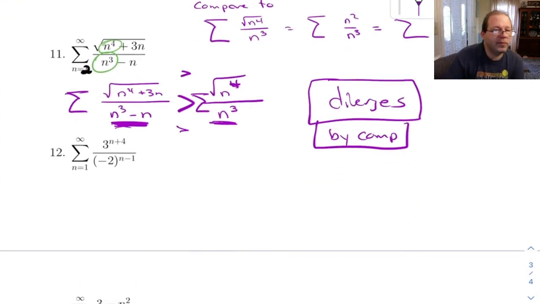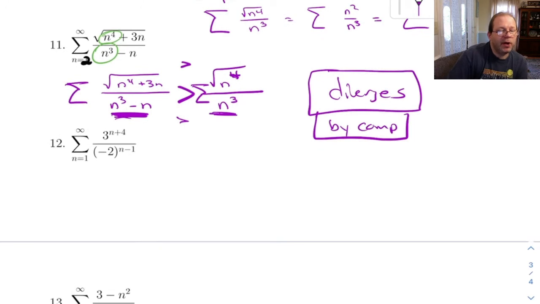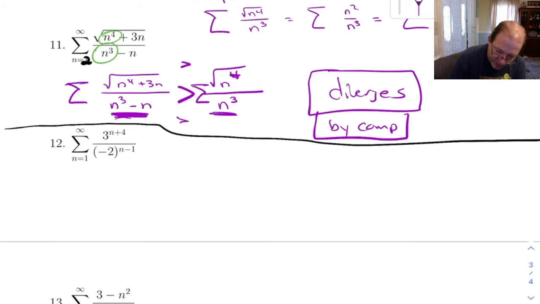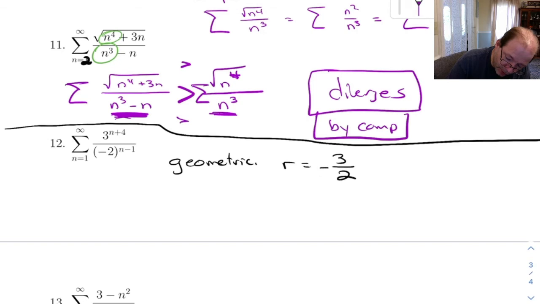All right, problem 12. Let's see, if you look at that one, it's an alternating series, but more importantly than that, it's a geometric series. We can tell that because the top and bottom are both a number raised to n plus or minus some constant. It's geometric. The ratio is negative 3 halves, 3 over negative 2. Therefore, it's going to diverge.